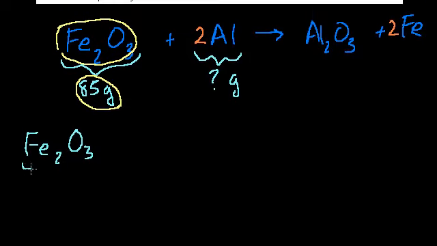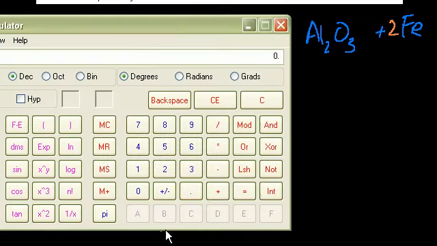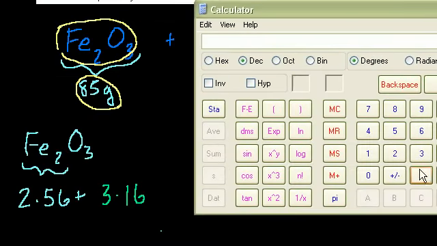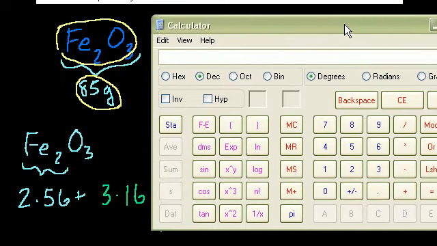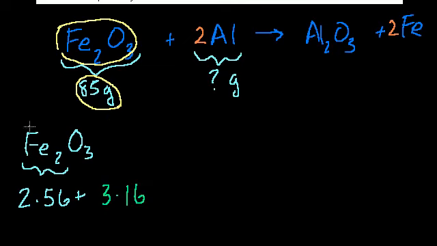So this mass is going to be 2 times 56 plus 3 times 16. We can do that in our heads, but this isn't a math video, so I'll get the calculator out. So let's see. 2 times 56 plus 3 times 16 is equal to 160. Is that right? That's 48 plus 112, right, 160. So one molecule of iron 3 oxide is going to be 160 atomic mass units.